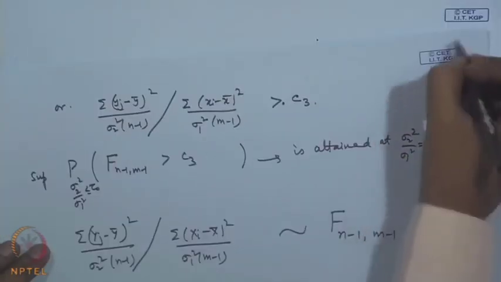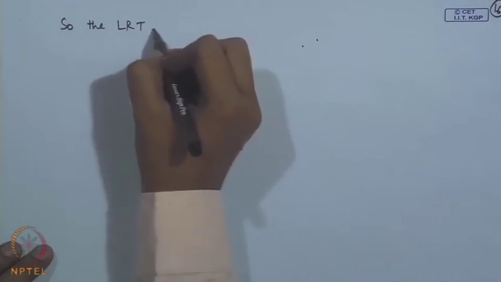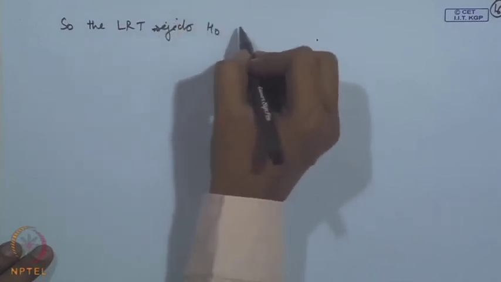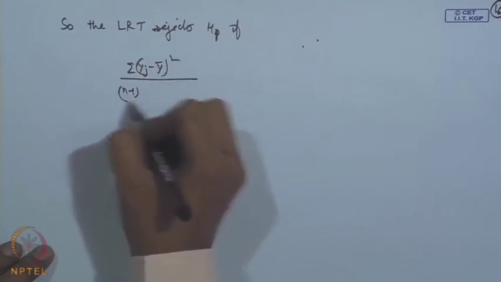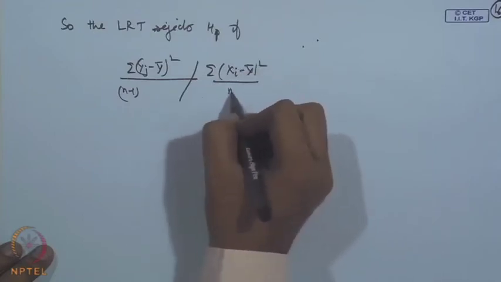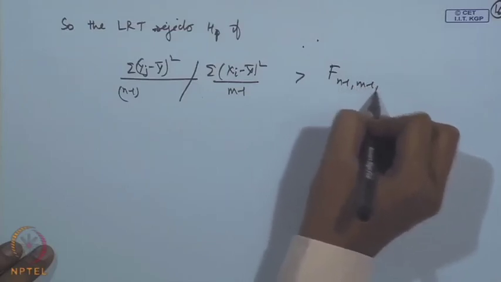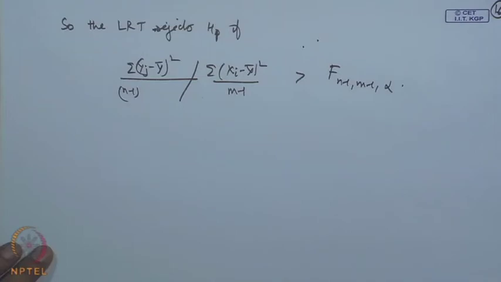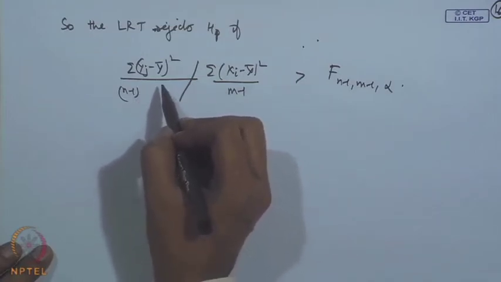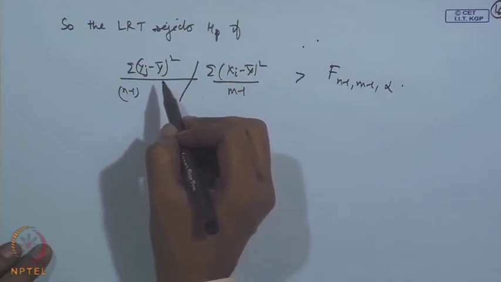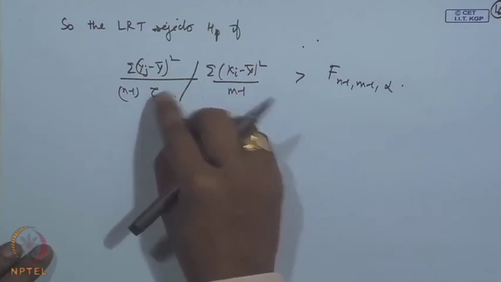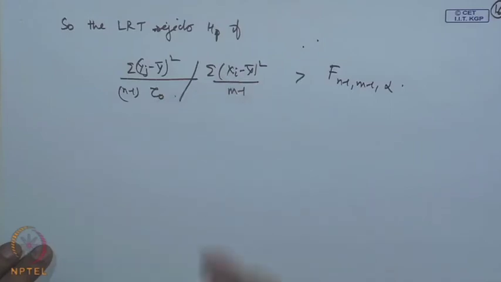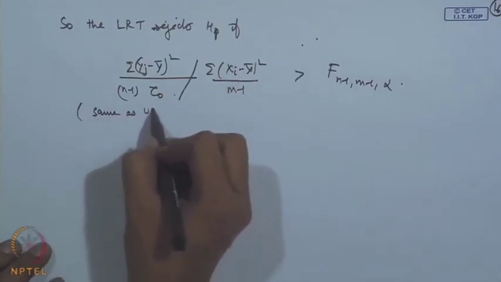So, the likelihood ratio test rejects H0 in favour of H1 if [Σ(y_j − ȳ)²/(n − 1)] divided by [Σ(x_i − x̄)²/(m − 1)] is greater than F(n − 1, m − 1; α). Here τ0 will be coming with σ2²/σ1², and 1/τ0 will be coming here, because here I should have σ2²/σ1² equal to τ0. So, this is the same as the UMP unbiased test that I derived that day.